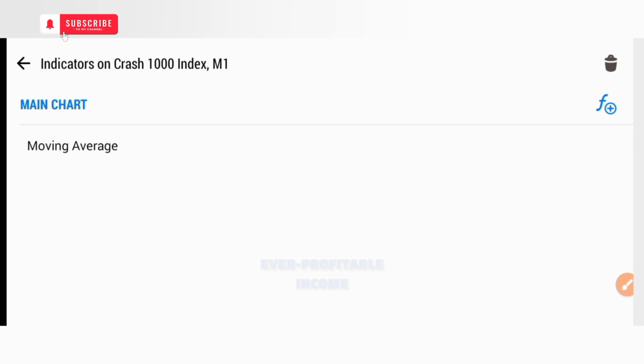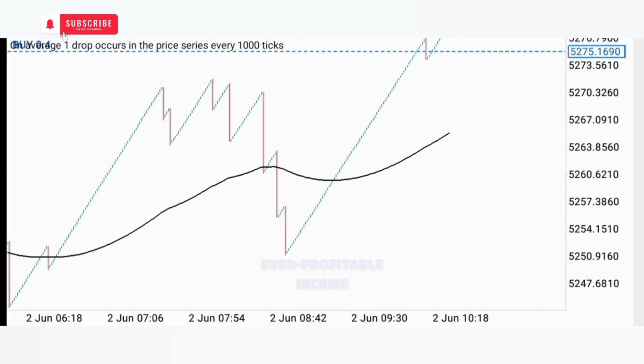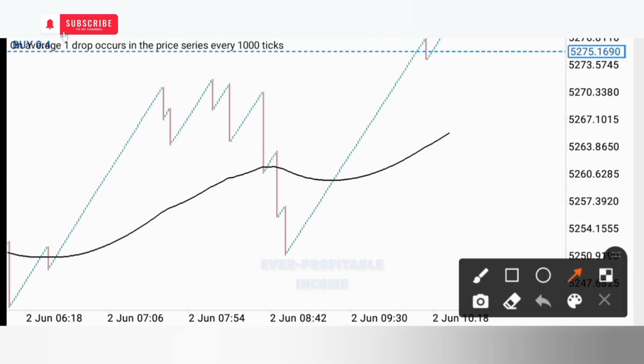So let's head over to our chart. Here we have the moving average 200 showing, the black line. For you to get an entry confirmation for a buy, you have to ensure that the 200 exponential moving average is below the price, just like it is here. You can see it's below while the price is above it. The price should be above the exponential moving average.